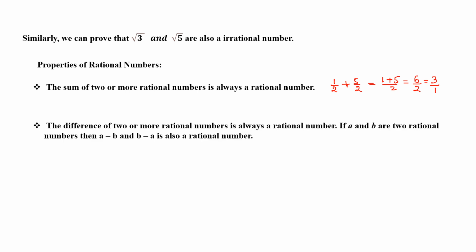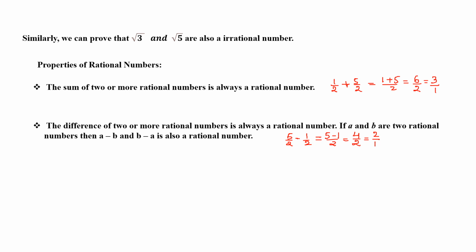Second thing, the difference of two or more rational numbers is always a rational number. So if I take any two rational numbers, the same example, 5 by 2 minus 1 by 2. If I subtract, what will I get? 5 minus 1 by 2, which will give me 4 by 2, and it is further written as 2 by 1. So if I subtract two rational numbers, again I am getting a rational number.